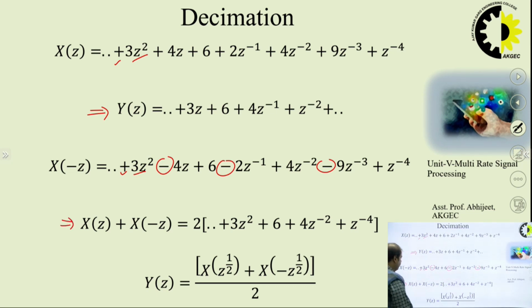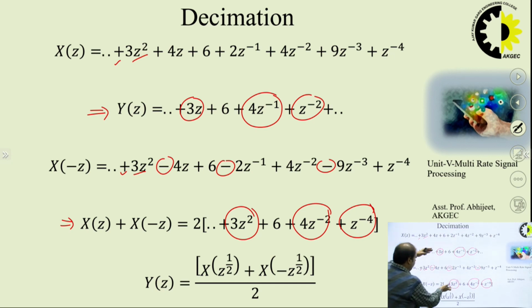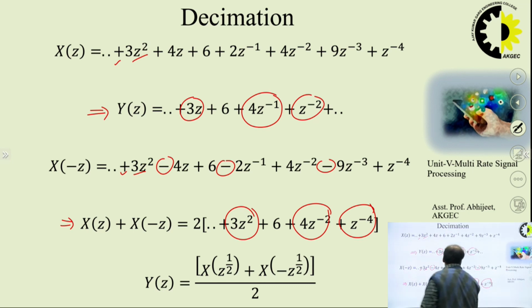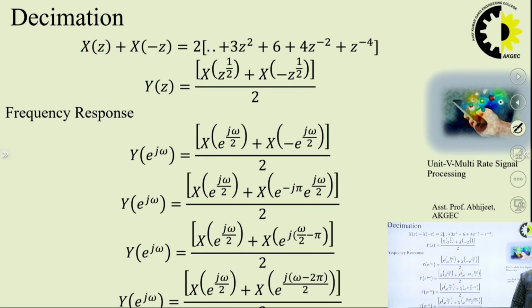Very evident that first of all, I also require that the powers are halved. So, this 3z square should be 3z, 4z minus 2 will be minus 1, 4z minus 4 should become z minus 2. So, basically all the powers should also be halved and can be added and divided by 2 because they are coming twice. So, y of z can be taken from capital X of z by using this relationship for d is equal to 2. So, y of z is capital X computed at z raised to the power 1 by 2 and capital X of minus z raised to the power 1 by 2, and 1 by 2.